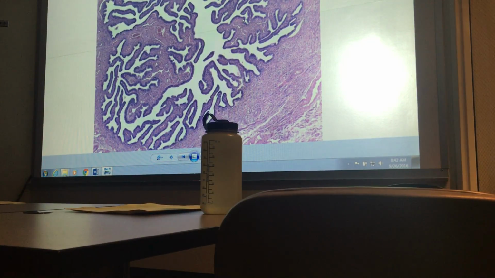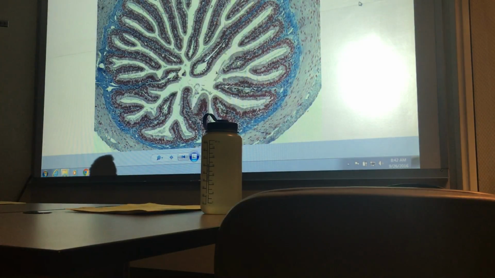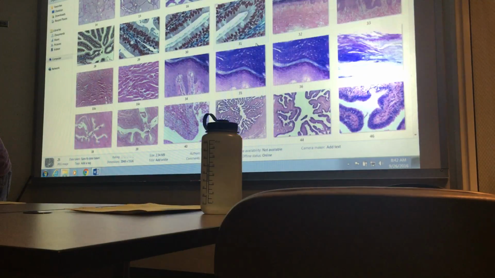Now, if you compare these convolutions to the convolutions of, say, the small intestine, there's no way that you would get one confused with the other. Look at how ordered and regular the convolutions are in the small intestine. And in the fallopian tube, the convolutions are just sort of crazy.